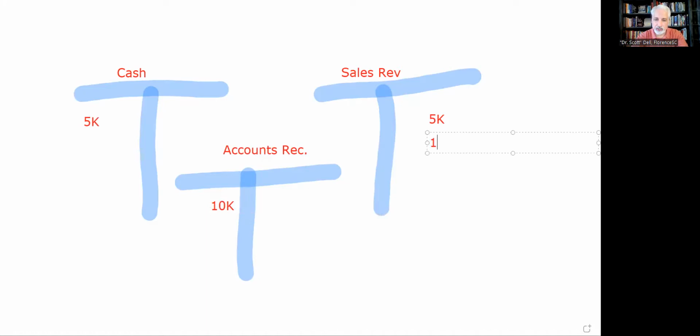So if I total these T accounts, I so far have a total of $15,000 in sales. I have a total of $5,000 in cash. And I have a total of $10,000 in receivables. So what happens when we get paid? That's a good thing to do. Not a lot of customers will pay us, but let's say we get paid 8,000 of this stuff.